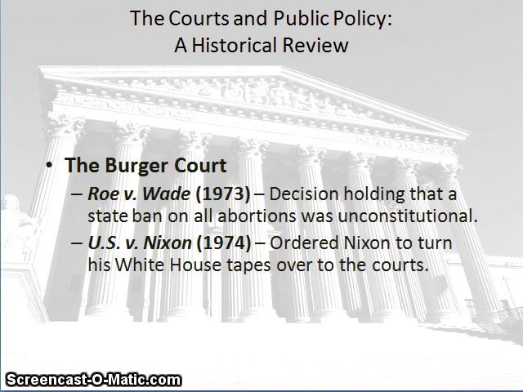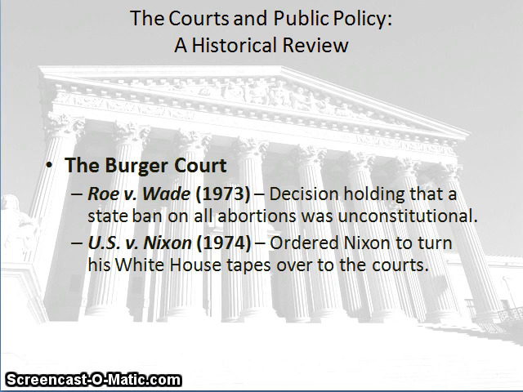Then you move on to the Burger Court of the 1970s. The Burger Court of the 1970s was more conservative than the liberal Warren Court, but didn't overturn the due process protections that the Warren era had established.